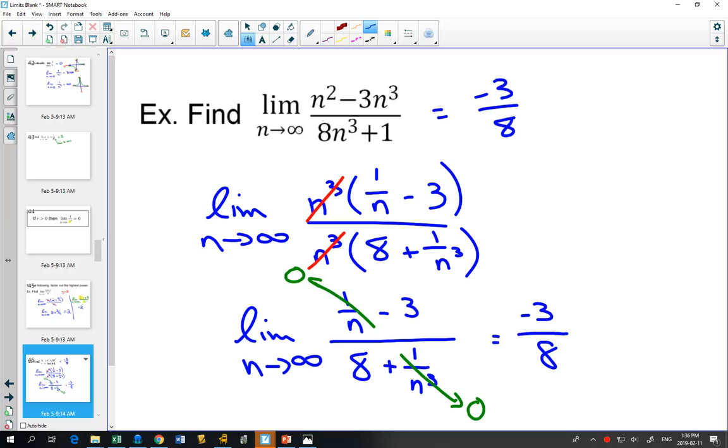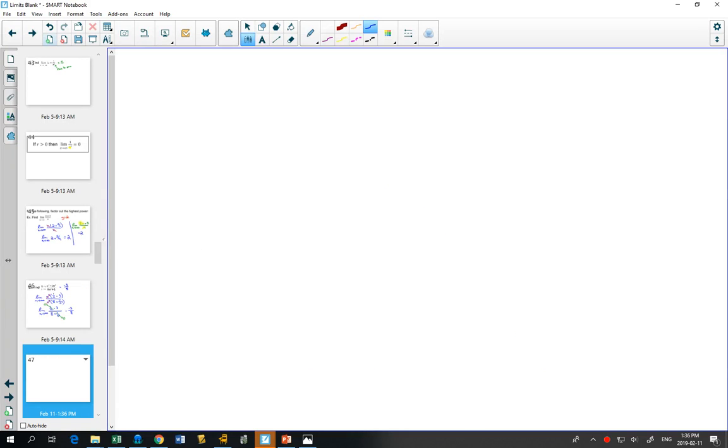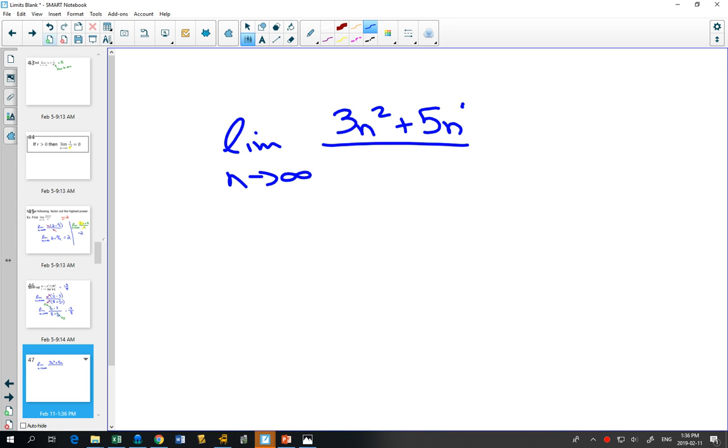Now, both of those examples looked at situations where the numerator and the denominator, the highest power, was the same. So I'm going to just add some examples to be other situations. What would happen if I had the limit of 3n squared plus 5n to the 4 over 7n cubed minus 8n to the 9?